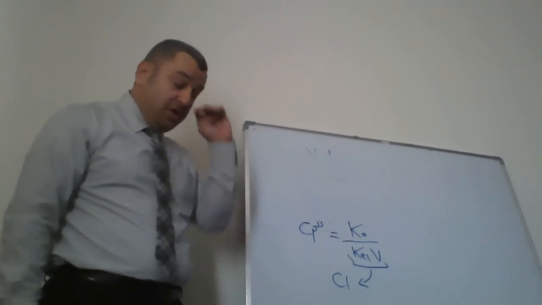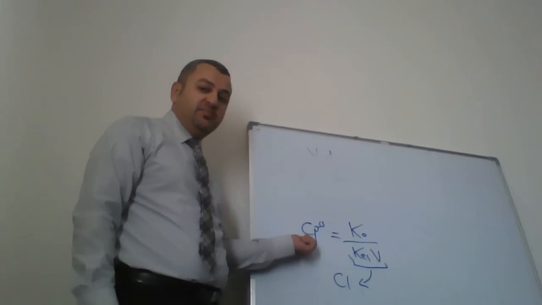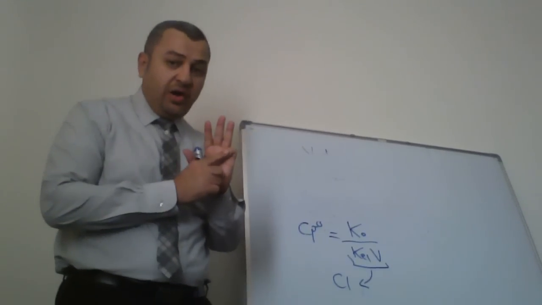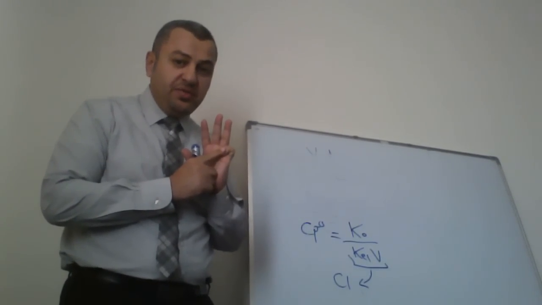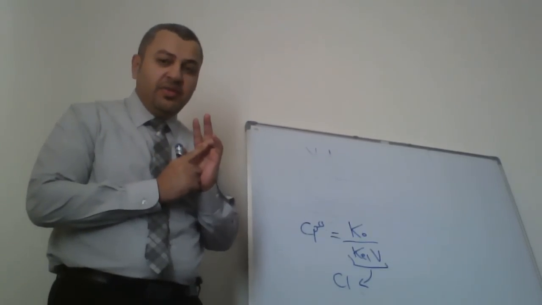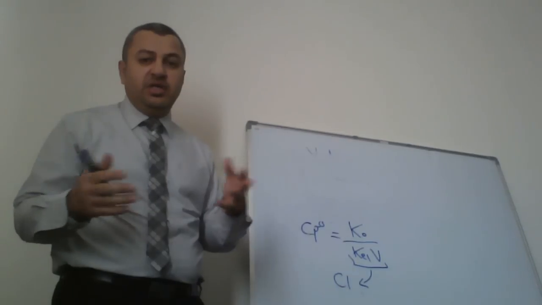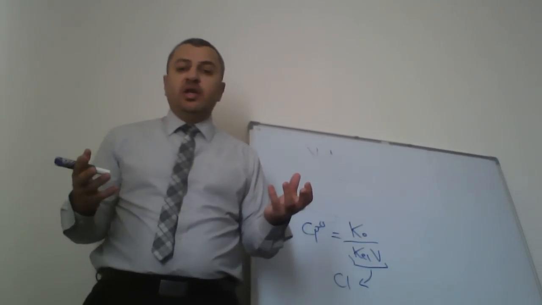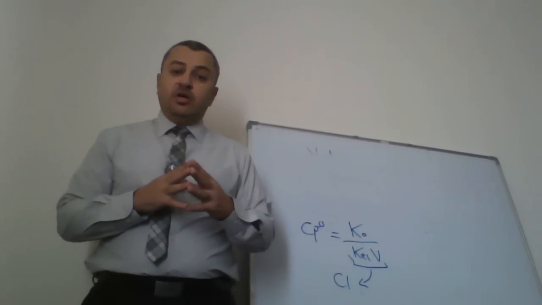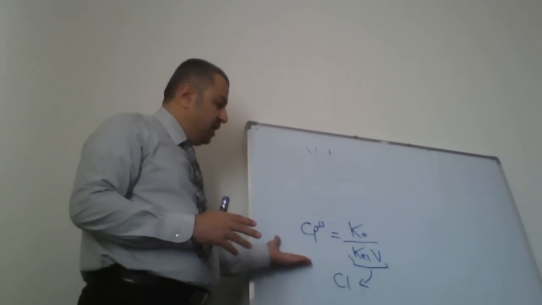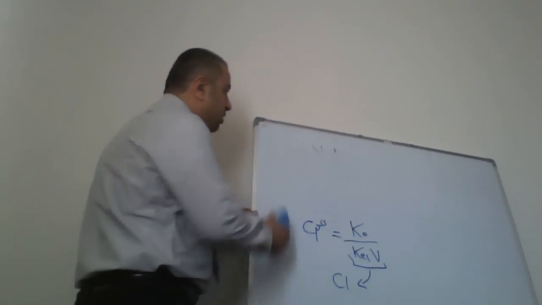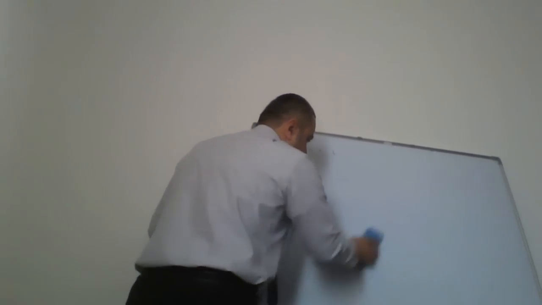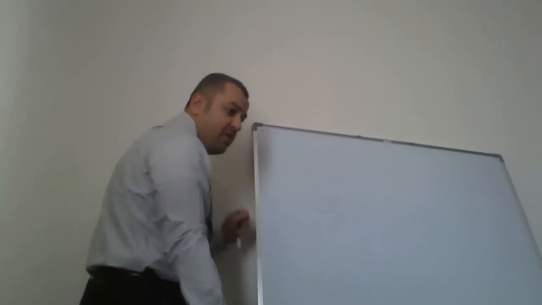Is that clear? So, knowing Cpss, this is my target, and knowing the clearance of the drug. Of course, the clearance of the drug depends on the drug and the patient. If the patient has liver disease or has kidney problems, the clearance will change. So this equation allows you to calculate the rate of infusion in order to obtain the Cpss.